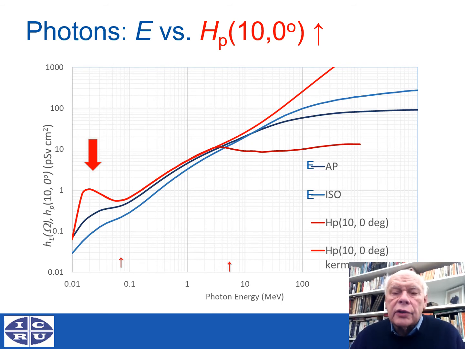However, at high energies there are problems. If HP10 is calculated with the kerma approximation, that is the upper red curve, then above 3 MeV the difference to effective dose gets bigger and bigger. If a full-blown calculation, including the transport of secondary electrons, is included, then we get an underestimation of effective dose at high energies.